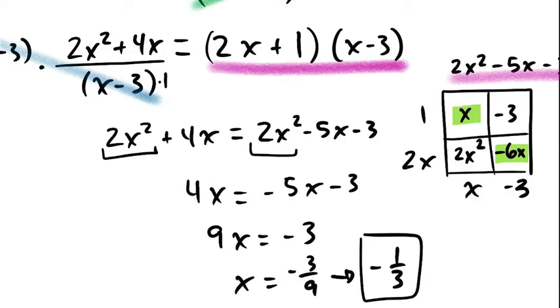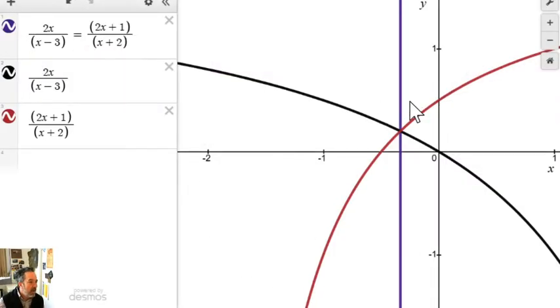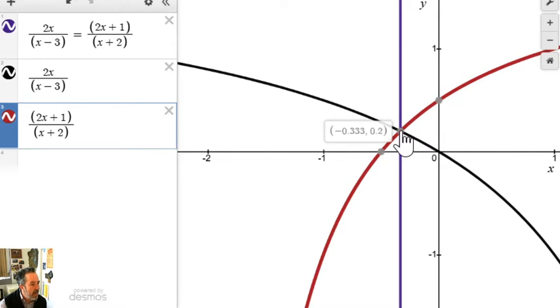Where is Desmos? Here's Desmos, right? We saw that it was going to have to be that value. So yeah, we found it. We found the value of x that makes both sides the same. In fact, it makes both sides equal to 1/5 or 0.2, 2/10.